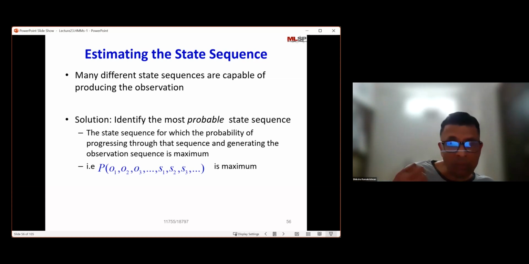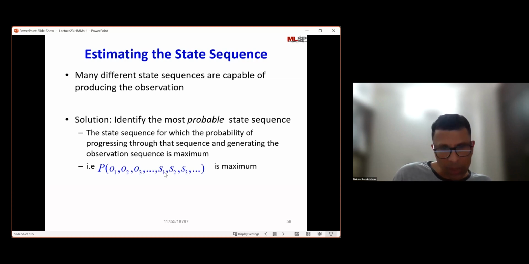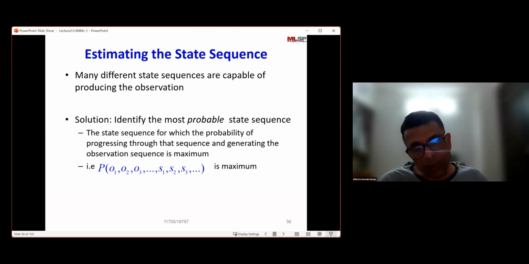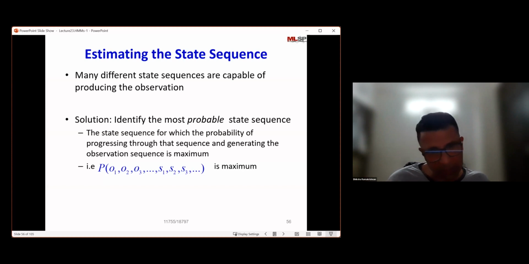So instead, we will identify the most probable state sequence. So the state sequence for which the probability of going through that sequence and generating the observation sequence is maximum. So you're going to determine the state sequence S1, S2, S3 such that the joint probability of the observations and the state sequence is maximum. What we actually want is the state sequence such that P of state sequence given observation sequence is maximum, but that's exactly the same as finding the state sequence for which the probability of the state sequence and the observation sequence is maximum. So this is what we're going to try to do. Did this make sense?